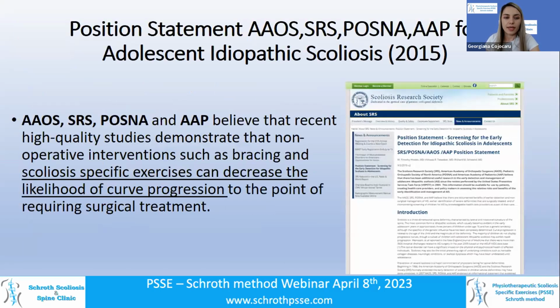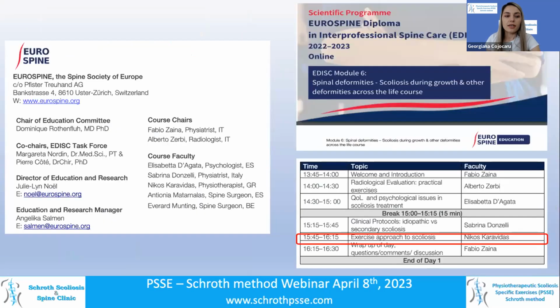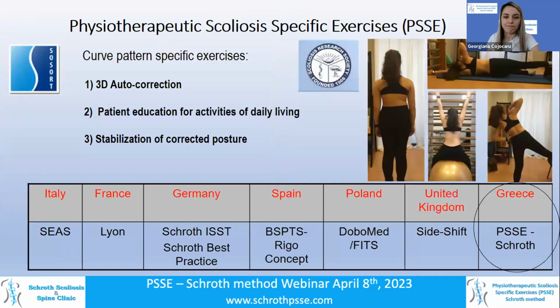Another position statement is coming from the American Academy of Orthopaedic Surgeons, Scoliosis Research Society, Pediatric Orthopaedic Society of North America, and American Academy of Pediatrics, which believe that scoliosis-specific exercises can decrease the likelihood of curve progression. The most powerful scientific society, SRS, has in their agenda research about non-operative treatment of adolescent idiopathic scoliosis. Here, the society of Europe, Eurospine, has already started a diploma for every professional in interprofessional spine care.